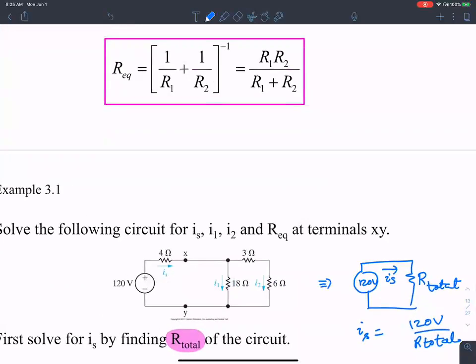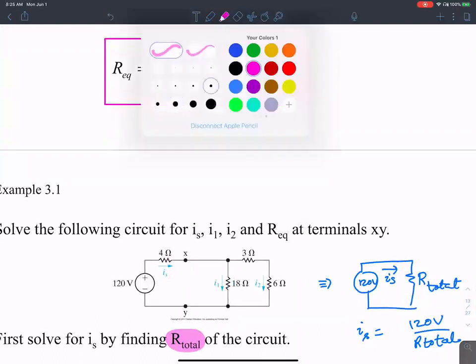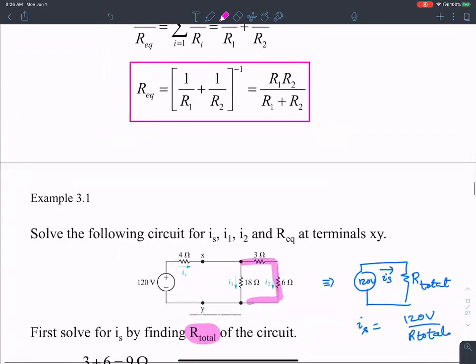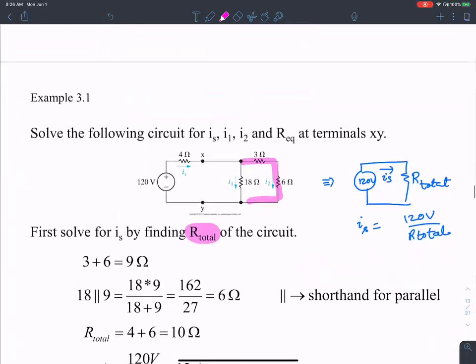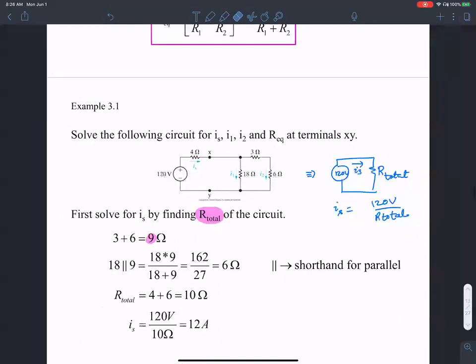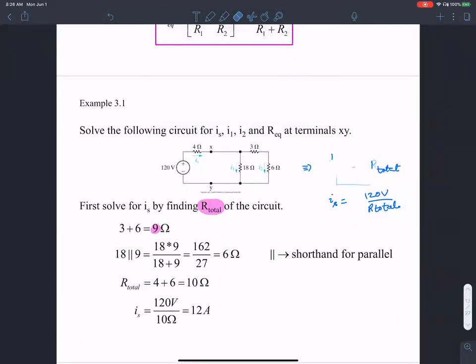Let me start by noting that these two resistances, 3 ohms and 6 ohms, are in series. So I can simply add them to form a 9 ohm resistor. Then the equivalent of that 9 ohm resistance is in parallel to this 18 ohm resistance. Let me redraw that here.